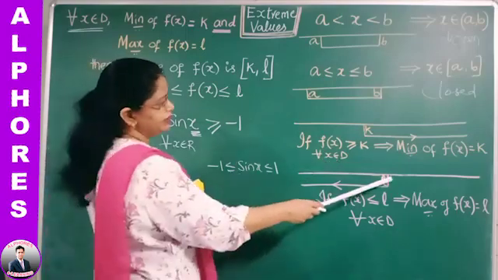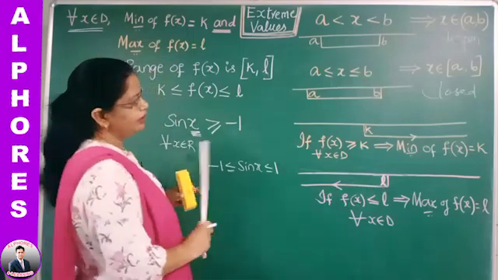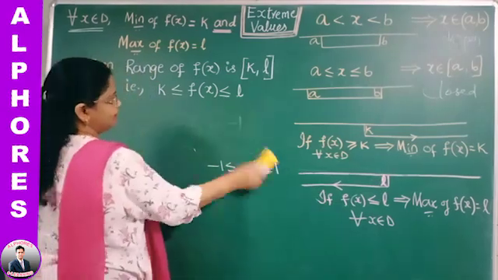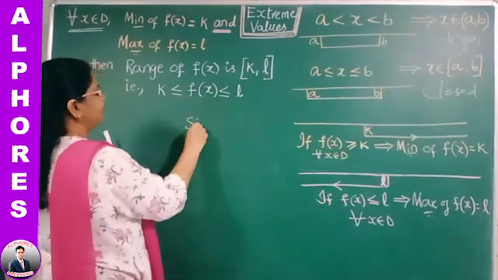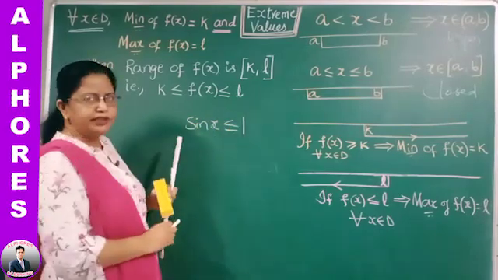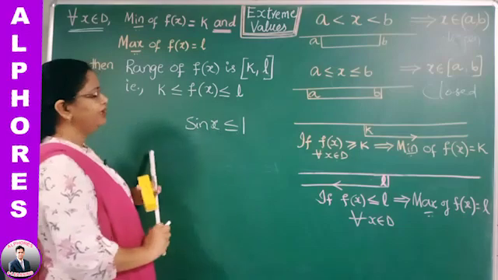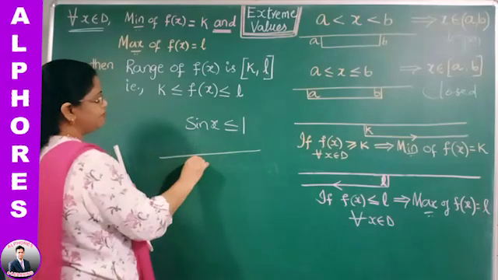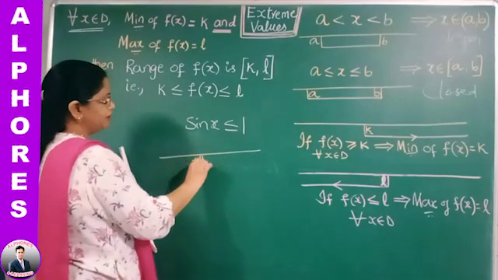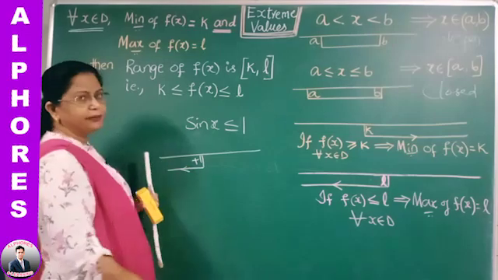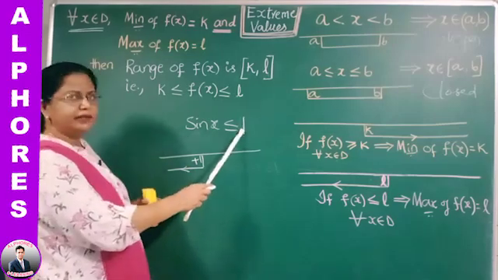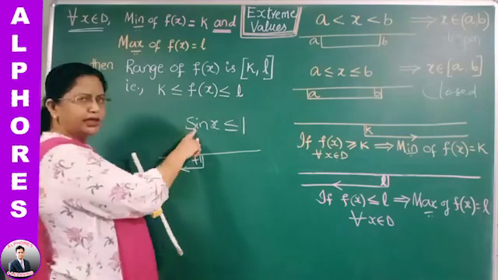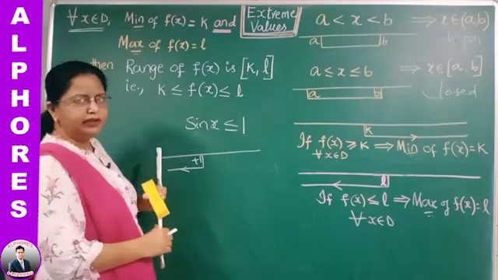And suppose all values of f of x are less than or equal to L. Suppose sin x is less than or equal to 1, the meaning is that all values are not going above 1. The extreme point is +1, so all values are coming less than or equal to this one. Then this one is known as the maximum value of this particular function, for every x belonging to the domain, that is all the real numbers.